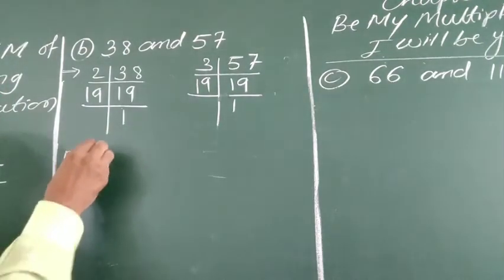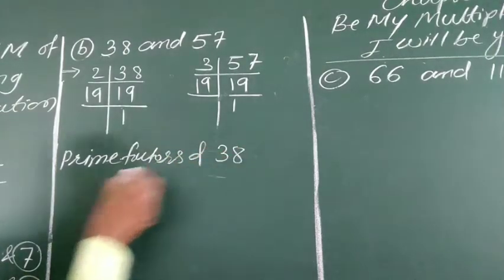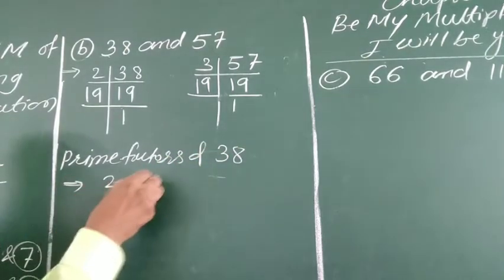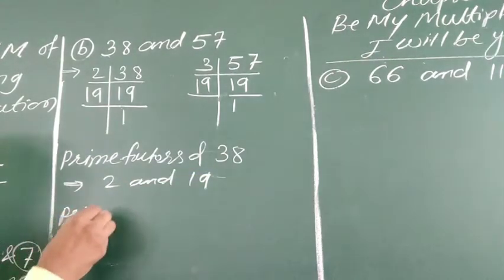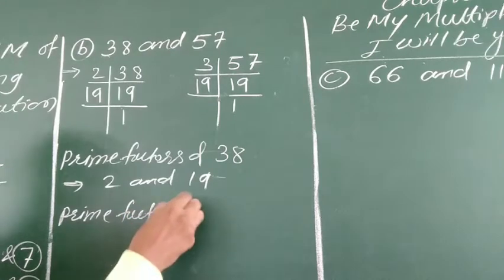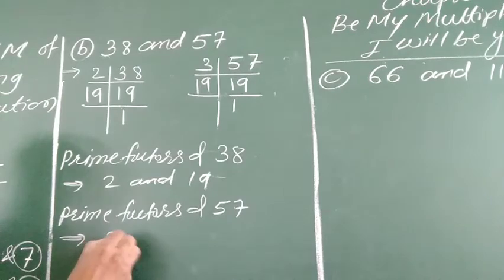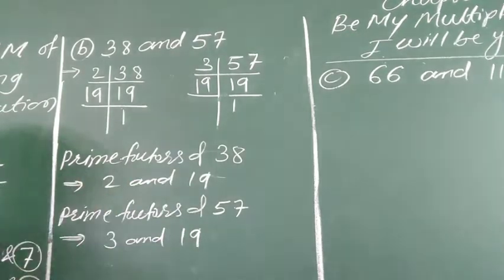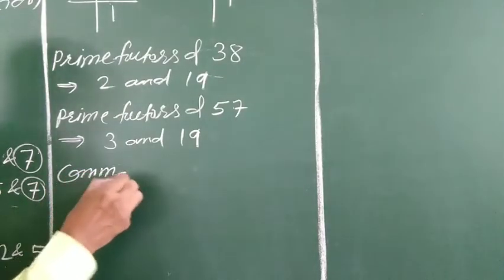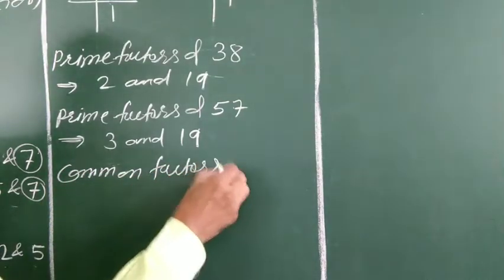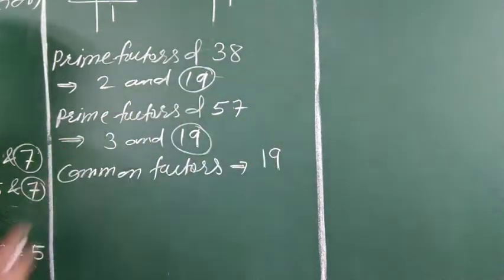Now make list here. Prime factors of 38. What are prime factors of 38? 2 and 19. Then prime factors of 57. So what are prime factors of 57? It is 3 and 19. Next, see, common factors. क्या है common factor? 19, 19. These are common factor.